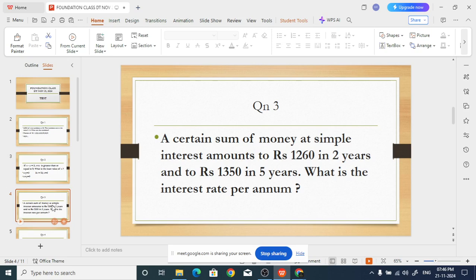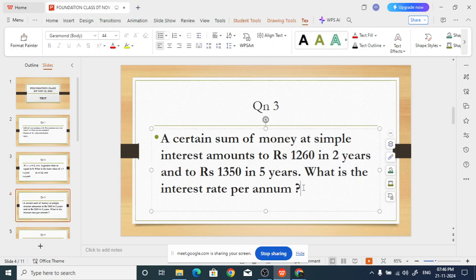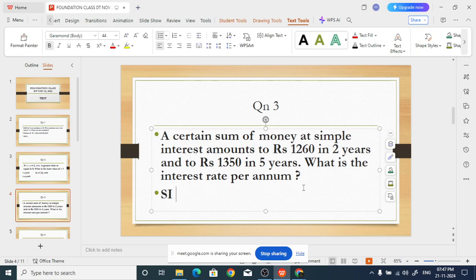I read the question once again. A certain sum of money at simple interest amounts to 1,260 in 2 years and rupees 1,350 in 5 years. What is the interest rate per annum? What is this 1260? Is it the principal or something else? In simple interest, what is the formula for simple interest? SI is equal to, yes, PNR by 100.